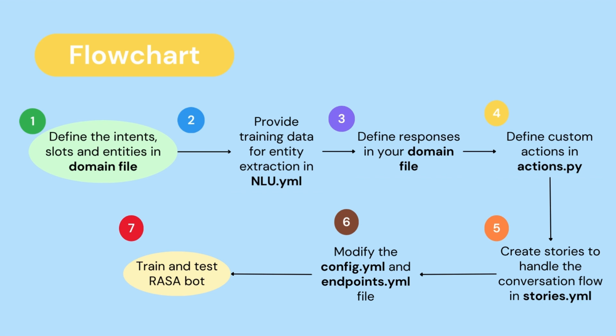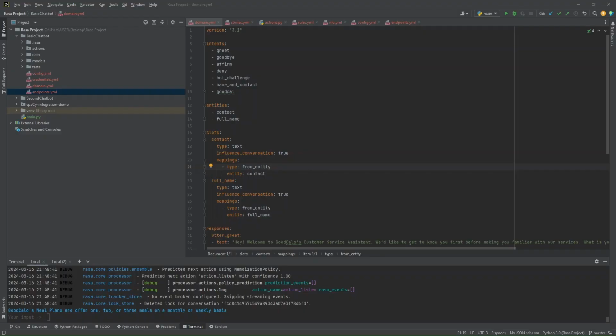Finally, we will create stories to handle the conversation flow in our stories.yml file, and we will be creating two conversational flows for both conversational flows that we mentioned in our previous video, as well as modify the config and endpoints file to make sure that when training the Rasa bot, we are doing it in the most optimal manner. So without further ado, let's go ahead and jump to the code. Kindly note that in this video, we will be using the spun up Rasa chatbot, the basic chatbot, and build upon it. So let's start with the domain.yml file.